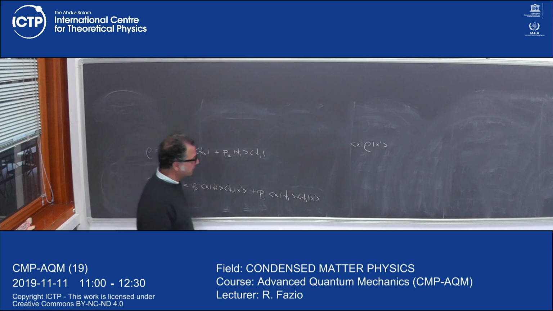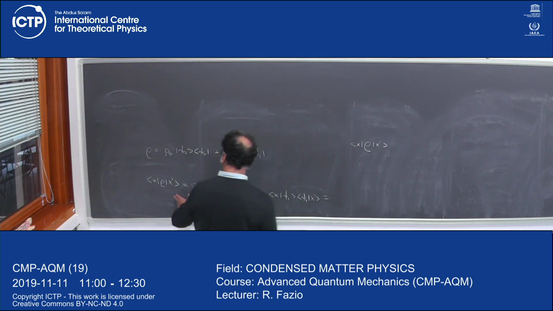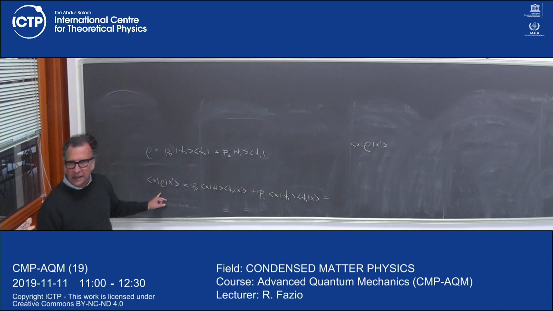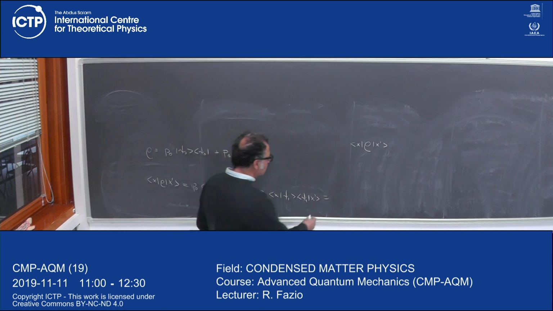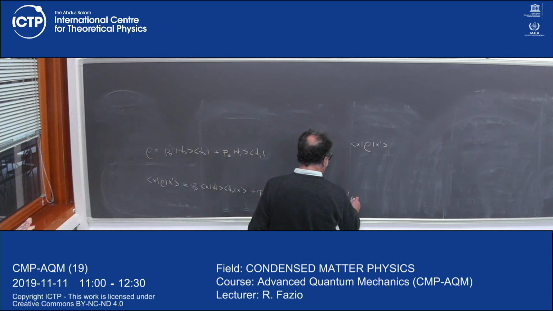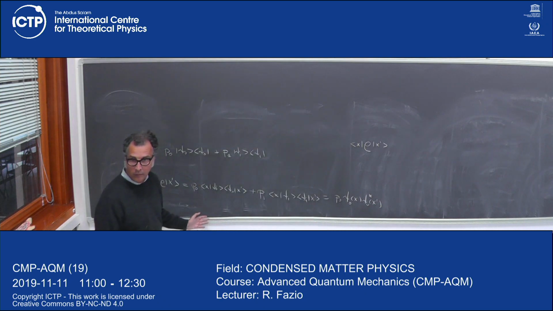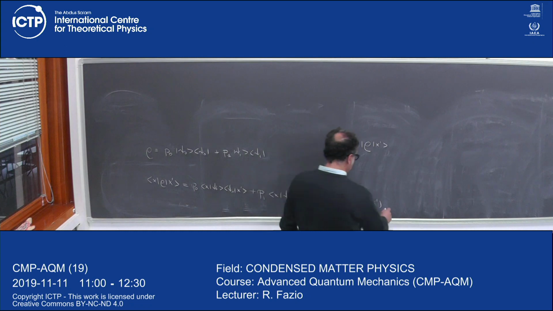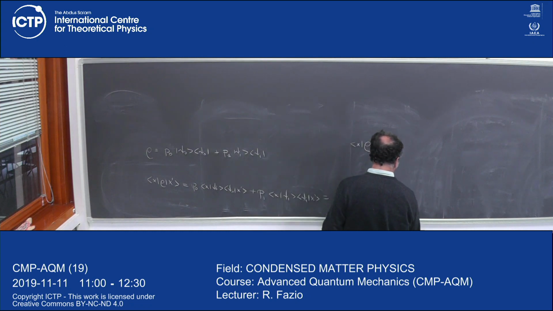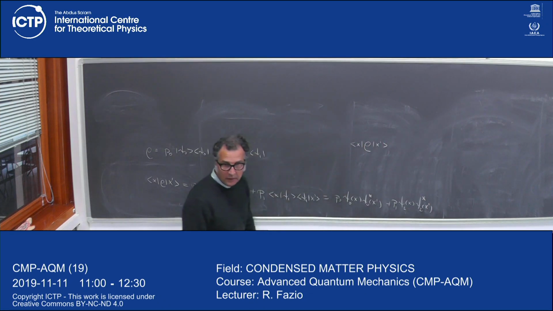Okay. So this is nothing else. Now you see that I'm writing the matrix element. So this is an operator. This is a matrix element. So this is a complex number. So this is equal to P0 psi 0 of x psi 0 star of x prime, plus P1 psi 1 of x psi 1 star of x prime. Right?